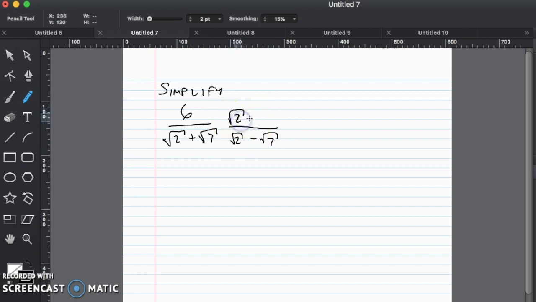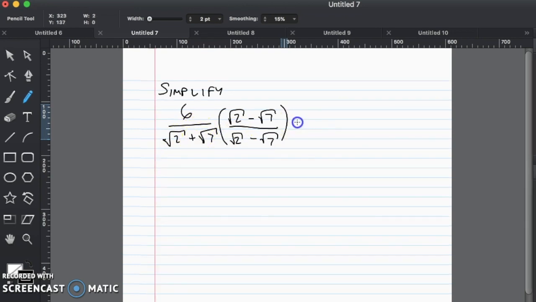Okay? And again, this whole thing is just going to be 1, right? Anything over itself is going to be 1. Square root of 2 minus square root of 7 over square root of 2 minus square root of 7 is 1, right? It doesn't matter what those numbers are. I know it's going to be 1. So I'm not changing this number at all because I'm multiplying by 1. As we know, when you multiply by 1, it doesn't change your number. However, it is going to change the look of it drastically.